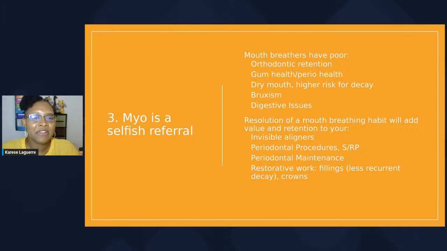anybody that you know in your chair that's a mouth breather that you know has poor orthodontic retention. I don't know why I don't want to say that word today. Apparently, I just want to say attention, but poor orthodontic retention, poor gum health, gingival stability is not there. Their periodontium is wrecked. They've got vertical bony defects that absolutely they have issues that you know are going to cause further degradation of that bone, dry mouth, bruxism, or digestive issues.